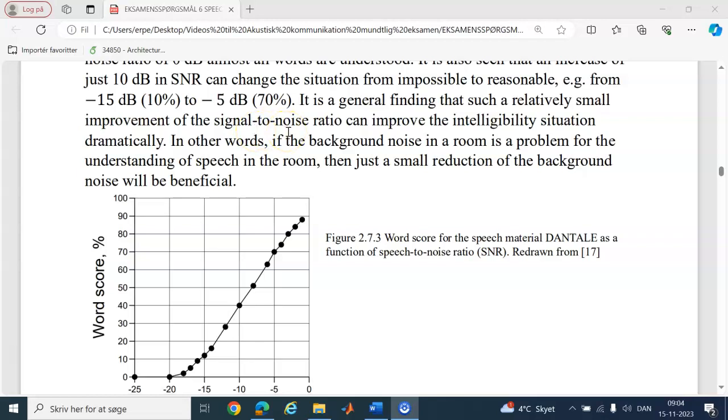It's a general finding that such a relatively small improvement of the signal to noise ratio can improve the intelligibility situation dramatically. In other words, if the background noise in a room is a problem for the understanding of speech, then raise the voice.